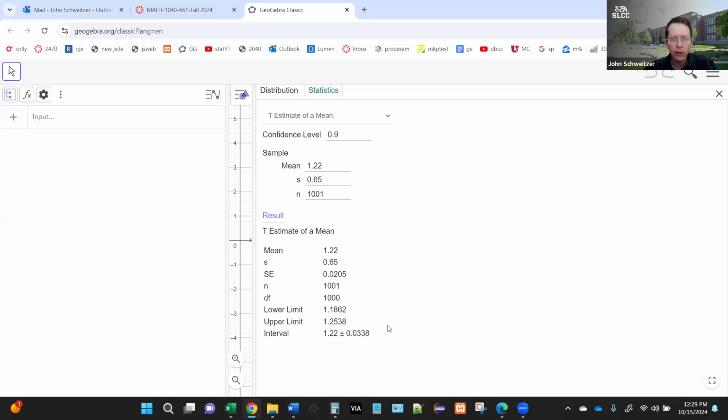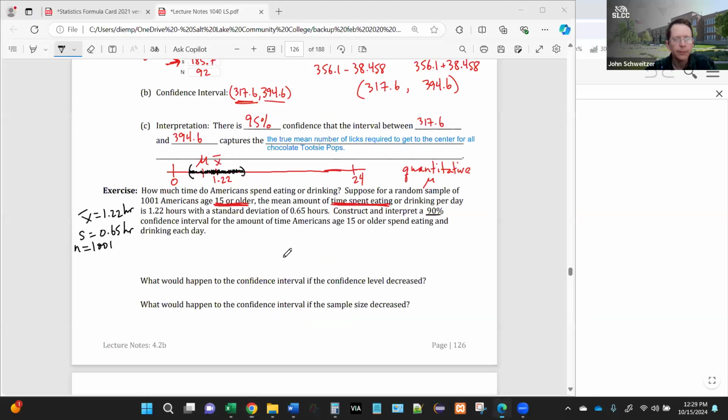So that's actually a pretty narrow and useful estimate, right? I mean, it's very close to about 1.2 hours. So that's a very usable number, I think. So that interval would be 1.19 up to 1.25 hours. Okay, so that's constructing the interval.